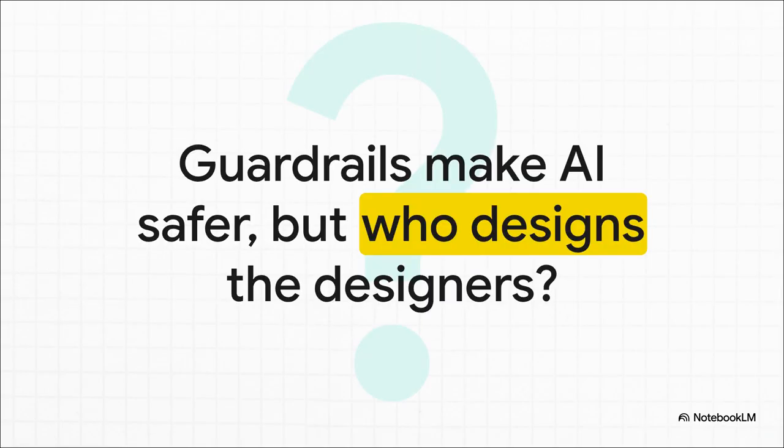And that leaves us with one final, pretty thought-provoking question. As we get better and better at engineering these safety systems, we have to start asking, what are the core principles and values we're building into them? Because a guardrail is only as good as the rules it's designed to enforce. And those rules have to come from us.